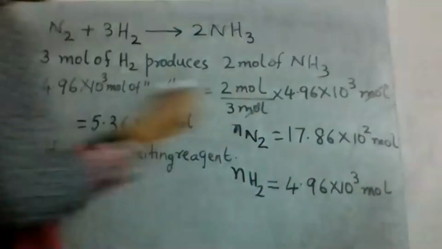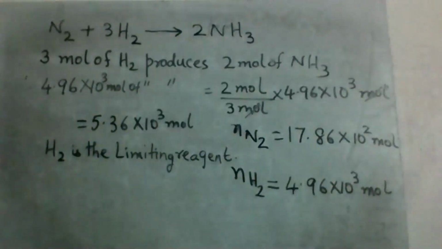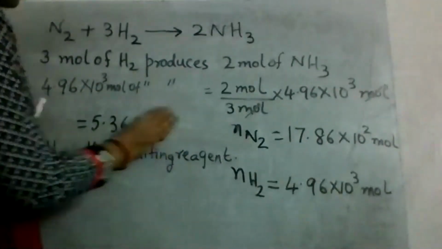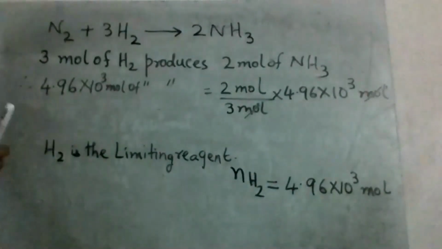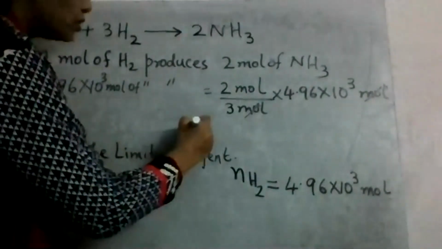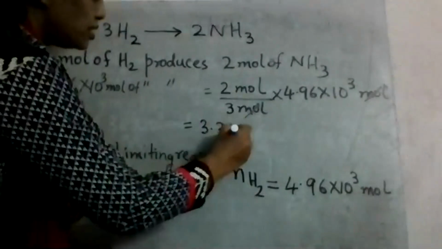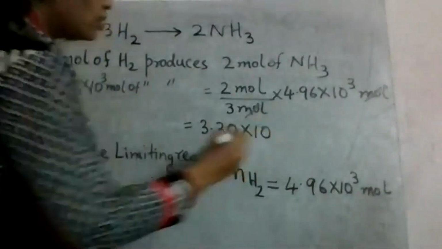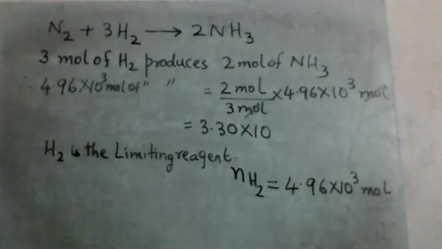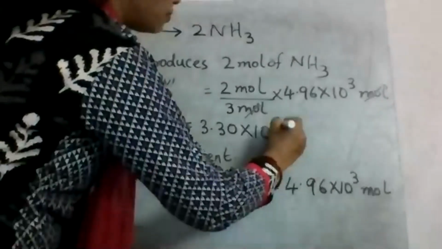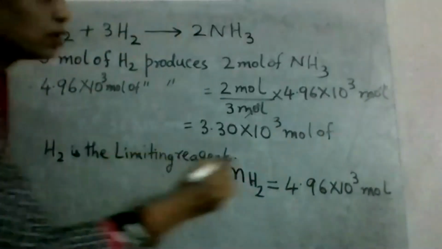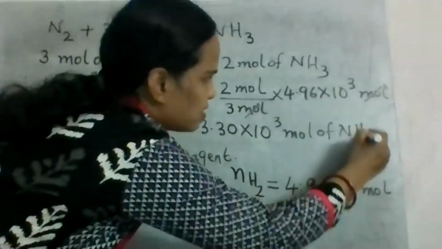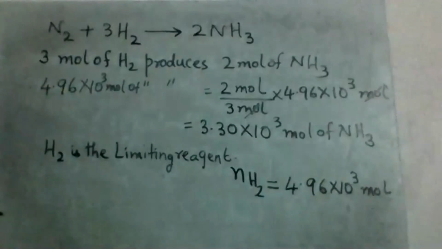Cancel off the units and we remain with the answer 3.30 into 10 raised to 3 moles. So the answer we get here is equal to 3.30 into 10 raised to 3 moles of ammonia. This is how you will solve the equation.